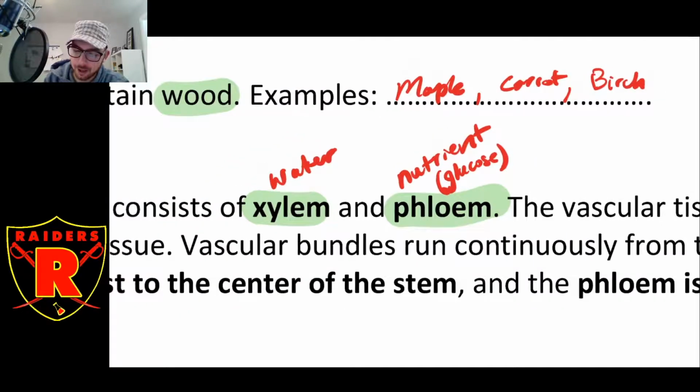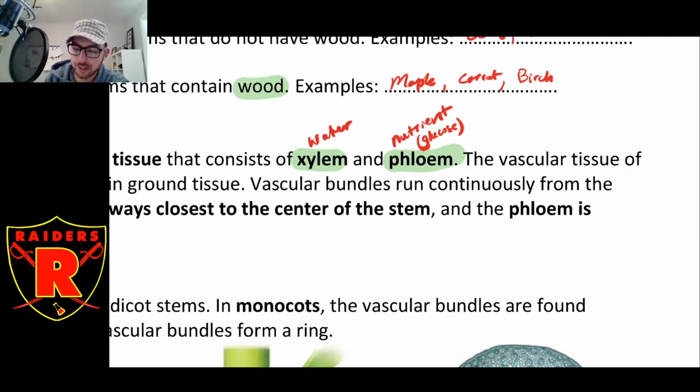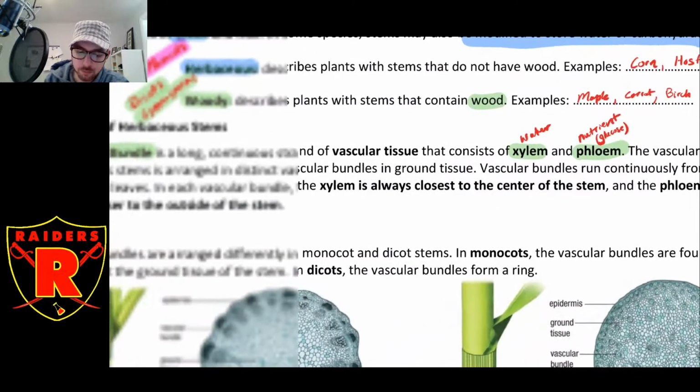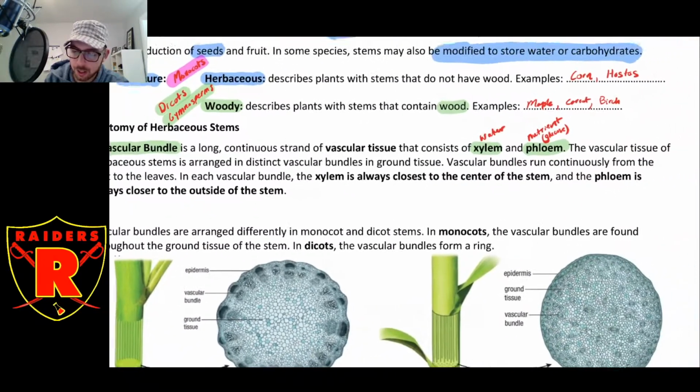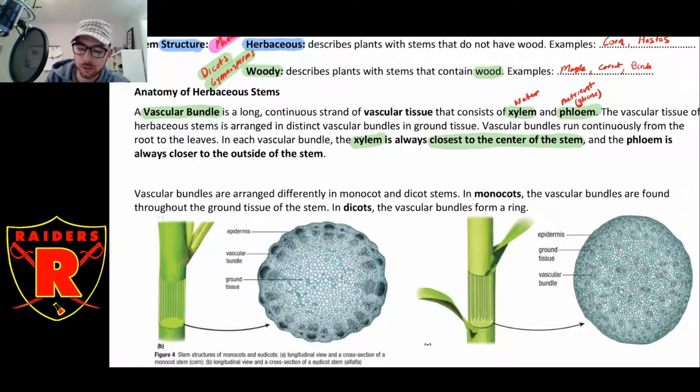So again, xylem is water, phloem is glucose, and they are usually found together in bundles, where one side will be the xylem and one side will be the phloem. When you're looking at a cross-section of a stem, the xylem is always the closest to the center, in every type of plant that has vascular bundles. So monocots, dicots, gymnosperms, the xylem is always the closest to the center of the stem in the vascular bundle. The phloem is always closer to the outside.